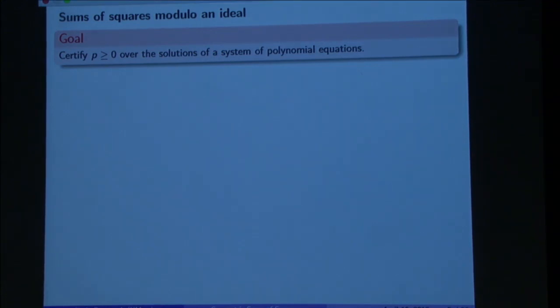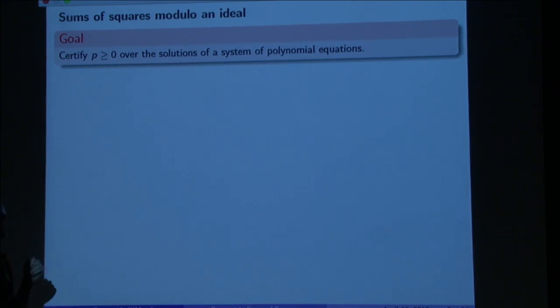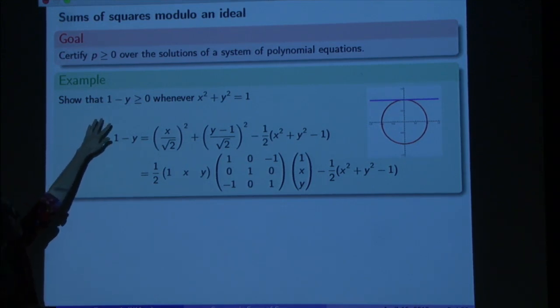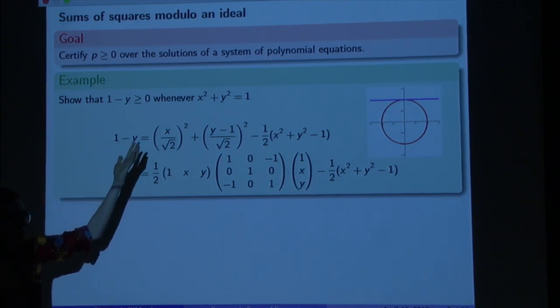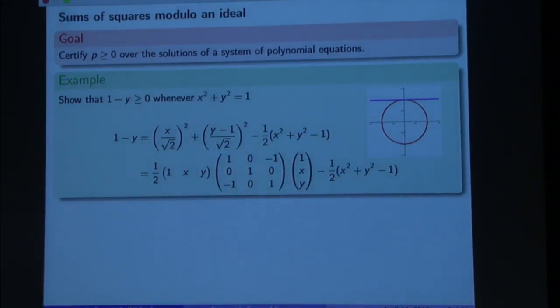So let's say that I want to certify that a polynomial is non-negative, but not everywhere, just over the solutions of a system of polynomial equations. And so your polynomial equations can really represent anything, right? You can use that to model really tons of things. So one thing I could do, for example, is I could want to show that 1 minus y is non-negative whenever x squared plus y squared is equal to 1. So I really want to show that y is at most 1 whenever I'm on the unit circle. I draw the picture, and yes, every point of my unit circle actually has a y component that is at most 1. Great. How could I prove it more algebraically?